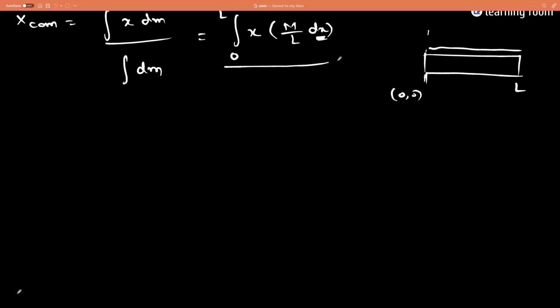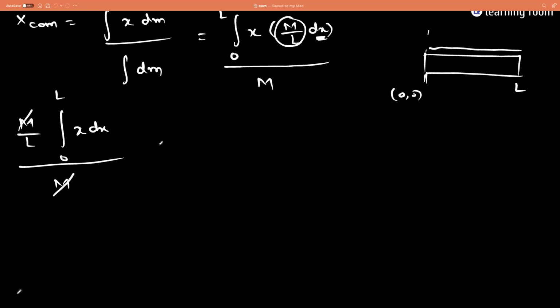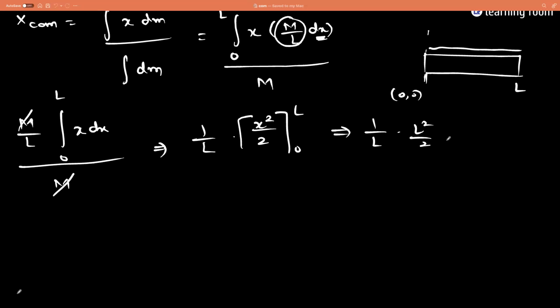The whole divided by integral of dm is going to be capital M. So here m by L is a constant that can be taken out of the integral. So m divided by L into integral of x dx between 0 to L, the whole divided by capital M. So m and M will get cancelled, which implies 1 by L into integral of x dx, which is x square by 2 between 0 to capital L, which implies 1 by L into L square by 2. So this will get cancelled. Answer will be L by 2.